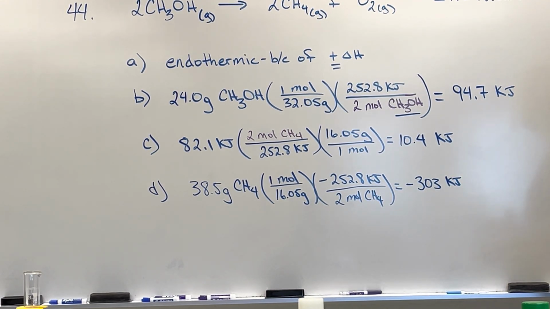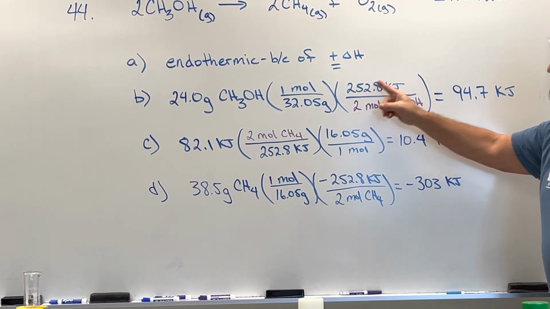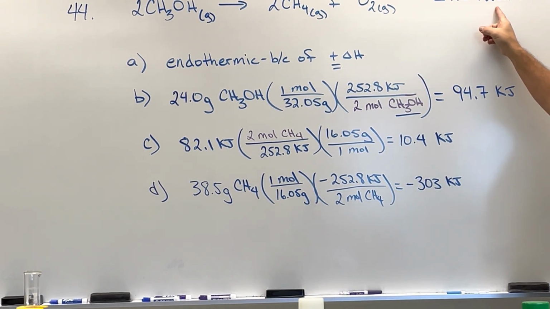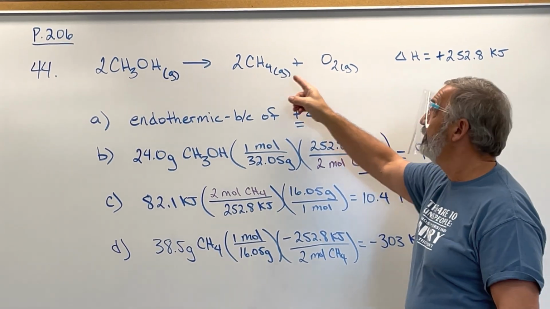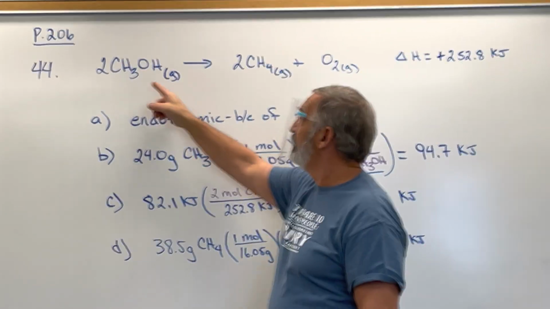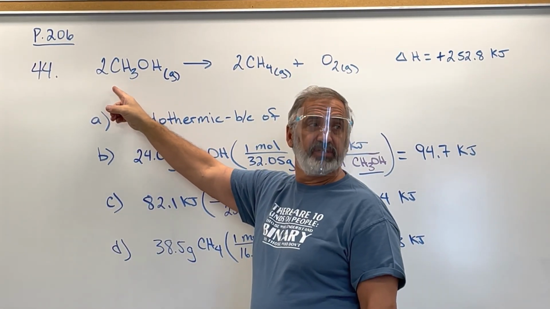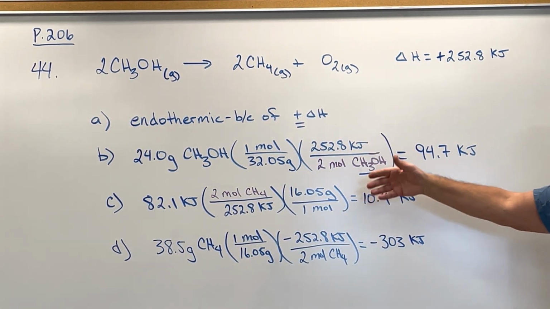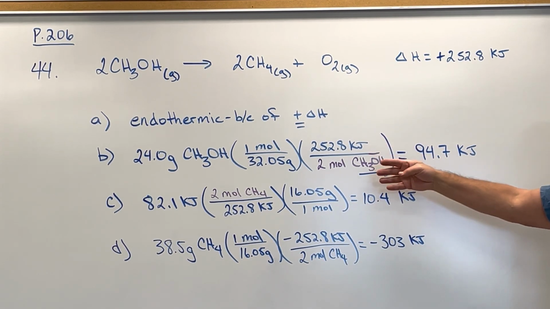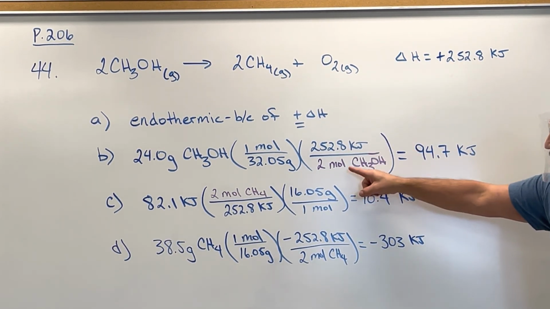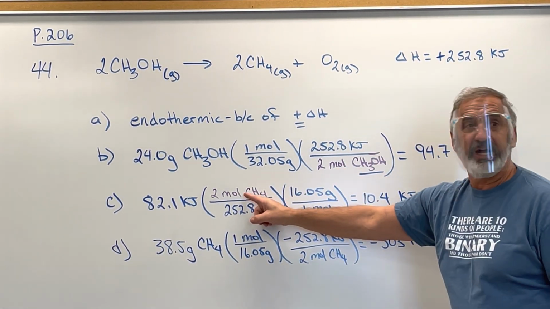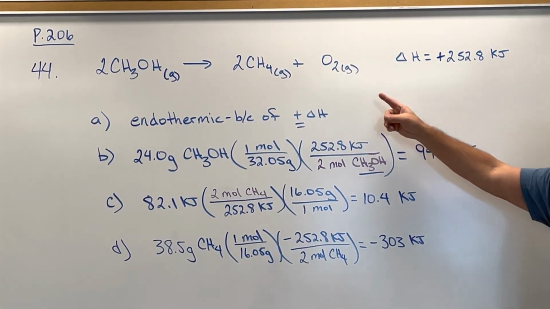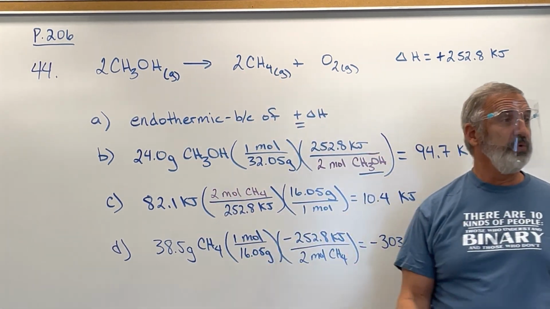The biggest thing on these problems that I always want to stress is that when you have this heat of reaction, it's always going to be per 1 mole of O2, per 2 moles of CH4, per 2 moles of CH3OH, okay? So that's my conversion factor. These are stoichiometry type enthalpy problems. That's why I put it in purple, to highlight that it's not per 1 mole, it's per whatever the coefficient is in front of whatever compound they're asking for.